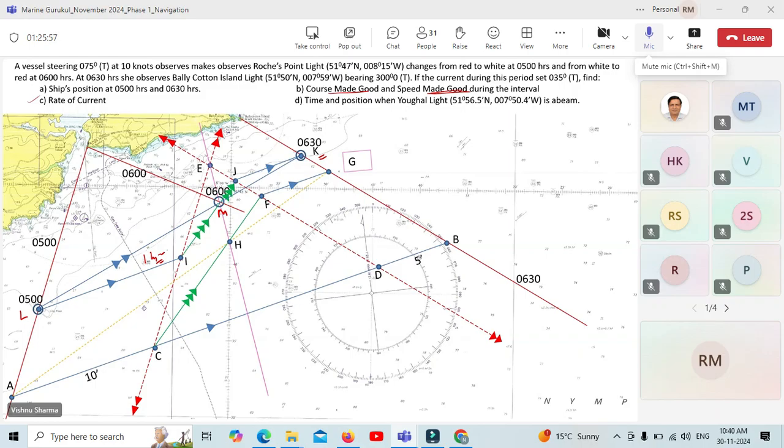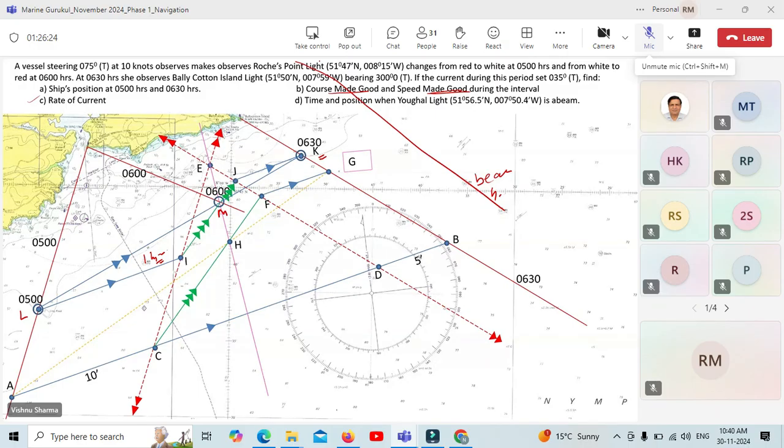Course to starboard minus 90 degrees. Or course to port, you will subtract the 90 degrees. It will be a beam on the port side, correct? So 0.75 minus 90 degrees will be the beam bearing, right? Correct, sir. So 345 minus 90. Let us say this is the beam bearing. Okay, then what do I do next?